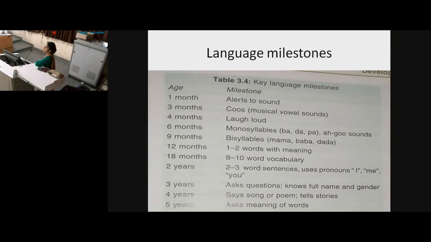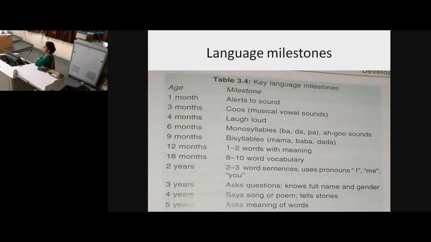Now at around 1.5 years, they start having 8 to 10 words with meaning. That could be their body parts or mummy, bua, so many people in the family or some common words like food, khana, pani, etc. At 2 years, they start using small sentences with pronouns. Mujhe khana do. Something small, 3-word sentences with meaning.